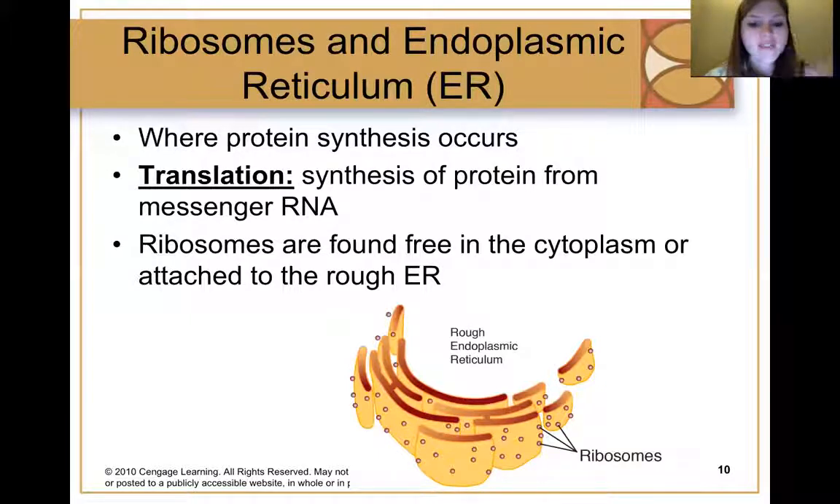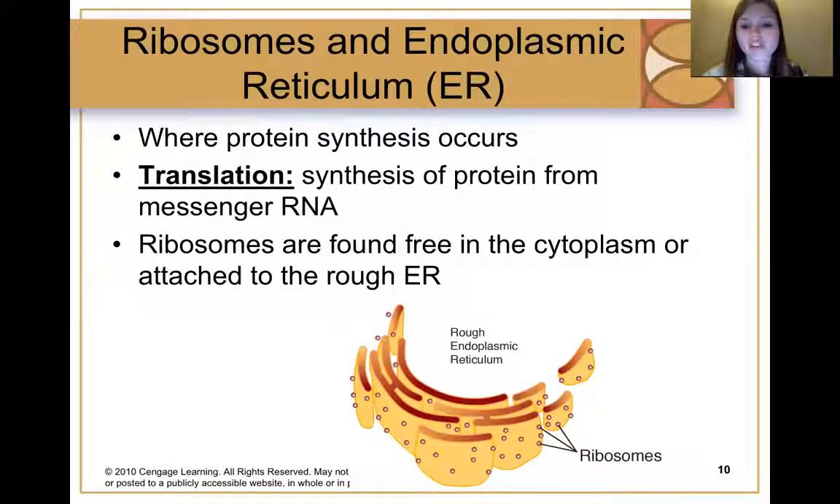So remember we said in the nucleus, that's where the RNA is being produced from the DNA. So you're going from DNA to RNA with transcription. And then in the ER is where that RNA is then used to synthesize protein. So that's translation. So transcription is in the nucleus, and then that RNA goes out into the endoplasmic reticulum where it is converted into protein by translation.